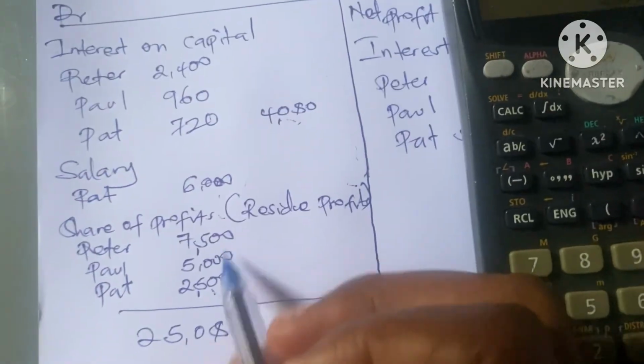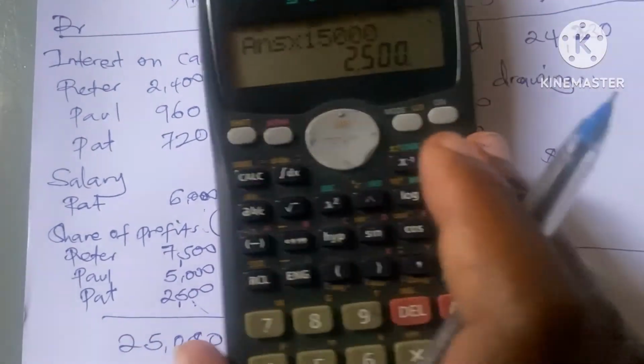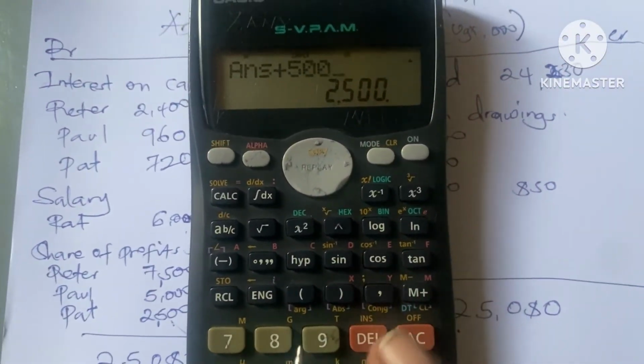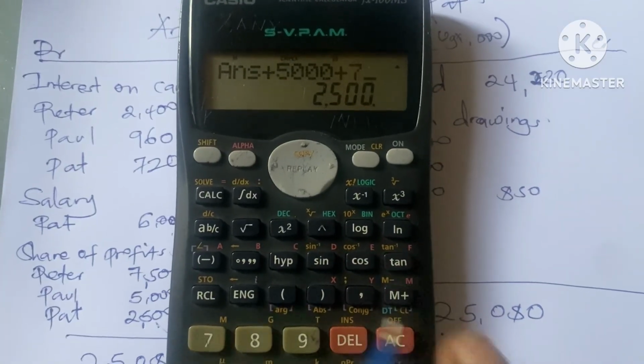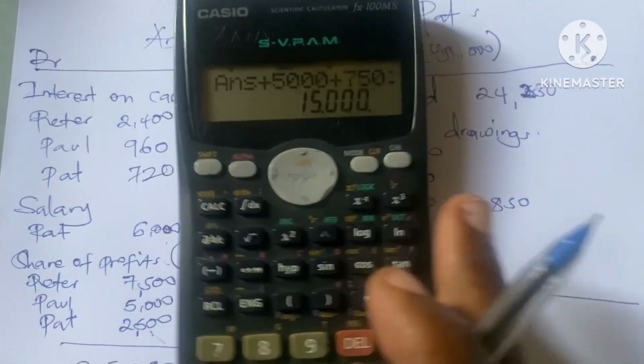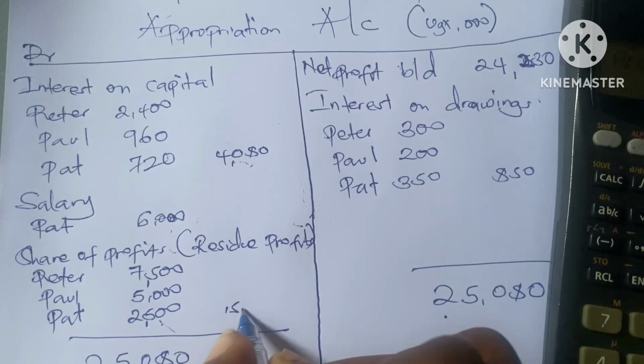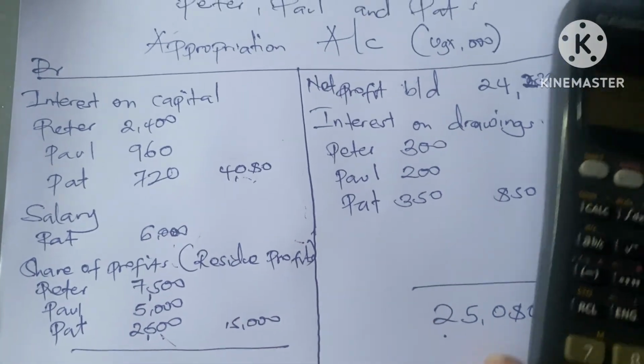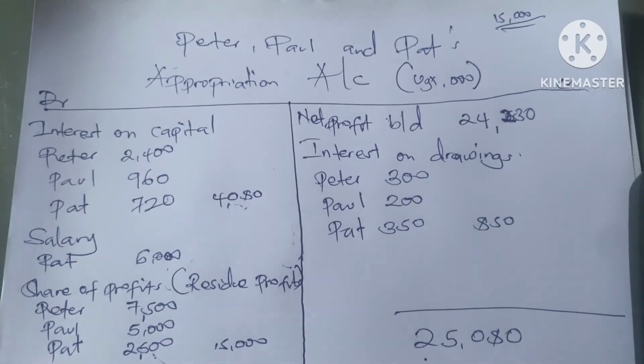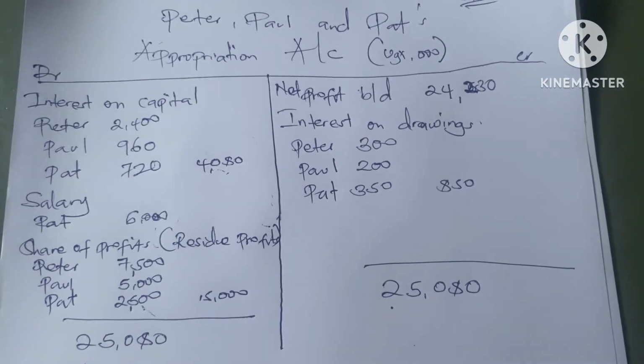When you add these, they should give you 15,000. So 2,500 plus 5,000 plus 7,500 is 15,000. So that is the appropriation account, and that is how it looks.